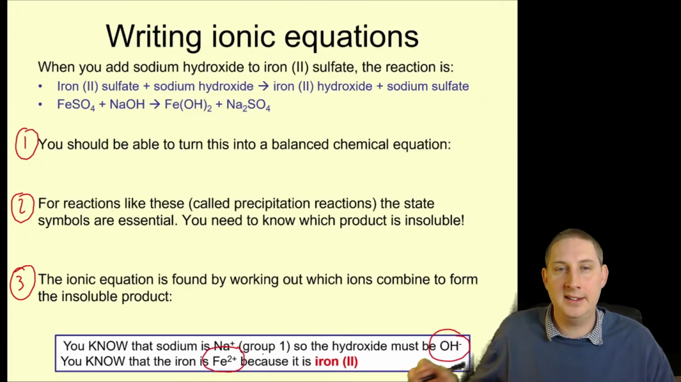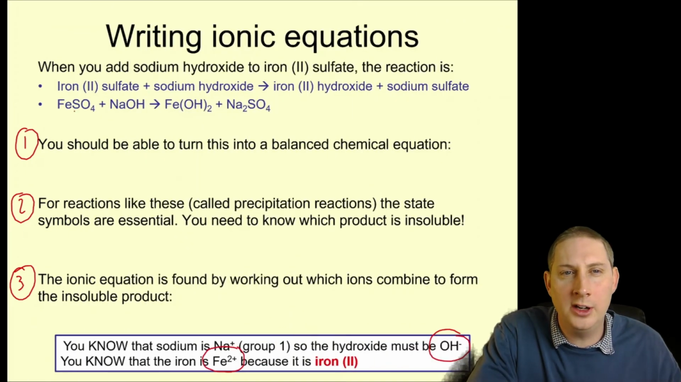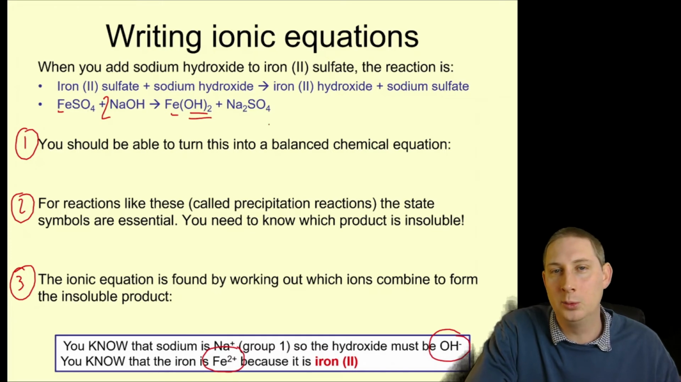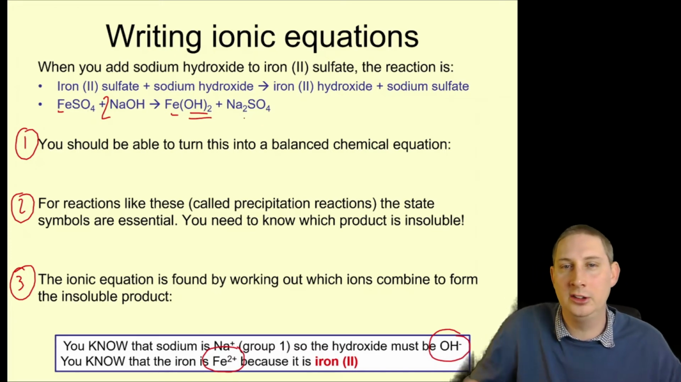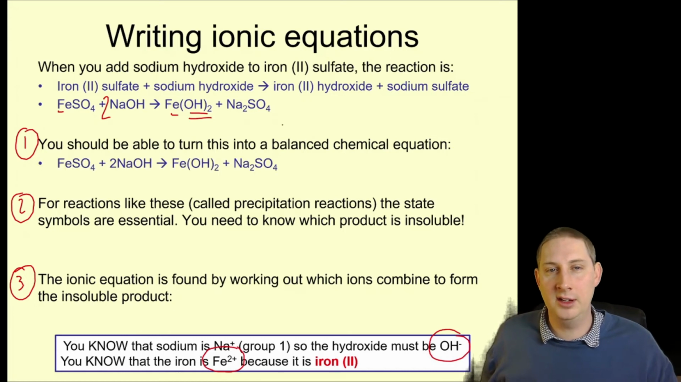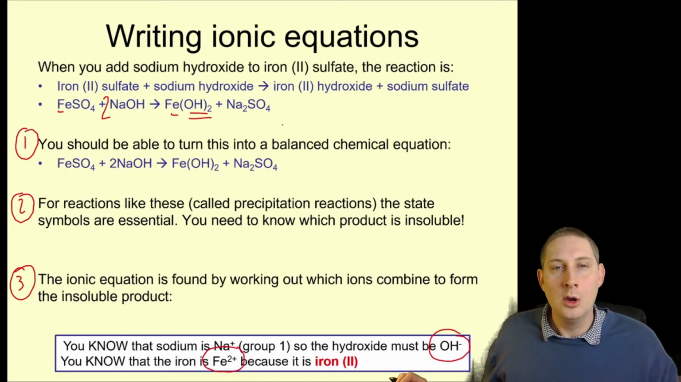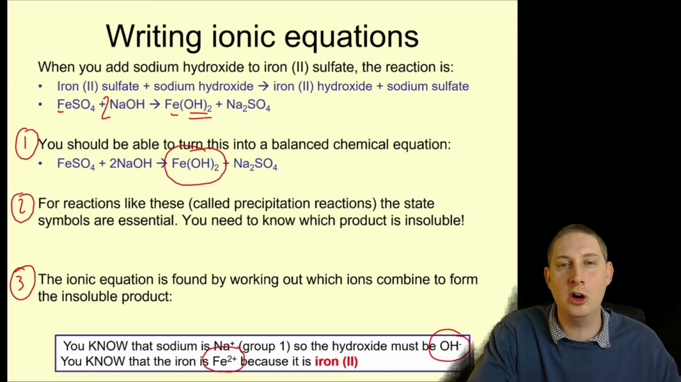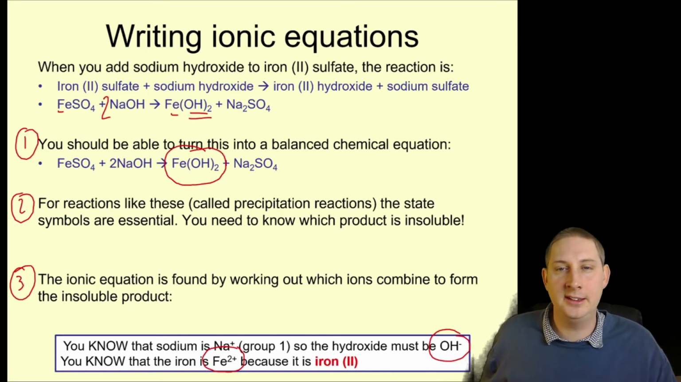Right, balanced chemical equation. We've got one iron, that's already balanced. We've got 2 hydroxides, so we need 2 hydroxides here, 2 NaOH. 2 sodiums here, 2 sodiums here, that balances. 1 sulfate here, 1 sulfate here. That's all good. So the balanced chemical equation is fairly straightforward. Which is the insoluble bit? Well, hopefully you have cottoned on now. It is the hydroxide product that is insoluble.